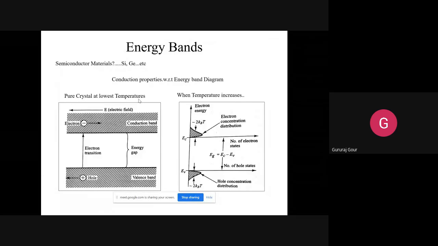Remember, we are dealing with a pure crystal, not an N type or a P type here. N type and P type we can form by doping the pure crystal with some pentavalent or trivalent impurity materials. That we'll see in the next slide. So what is happening at the lowest temperature? That is our main intention in showing these diagrams.